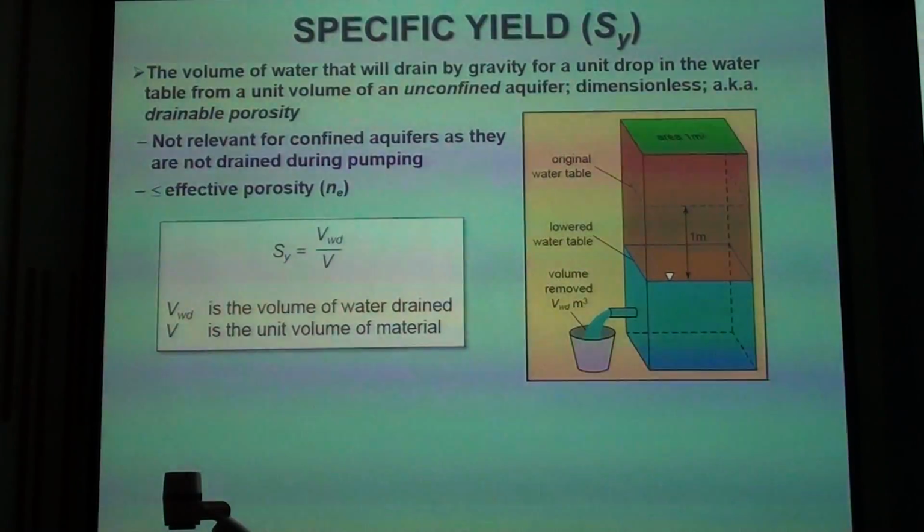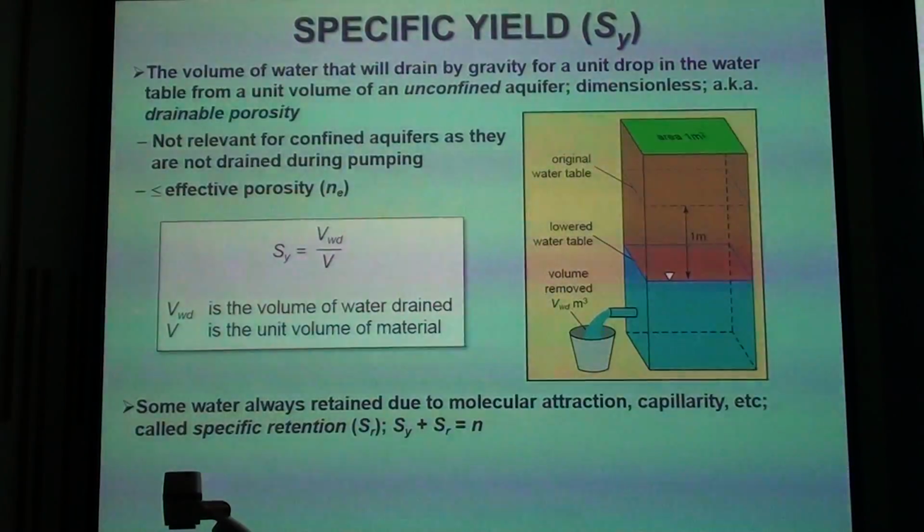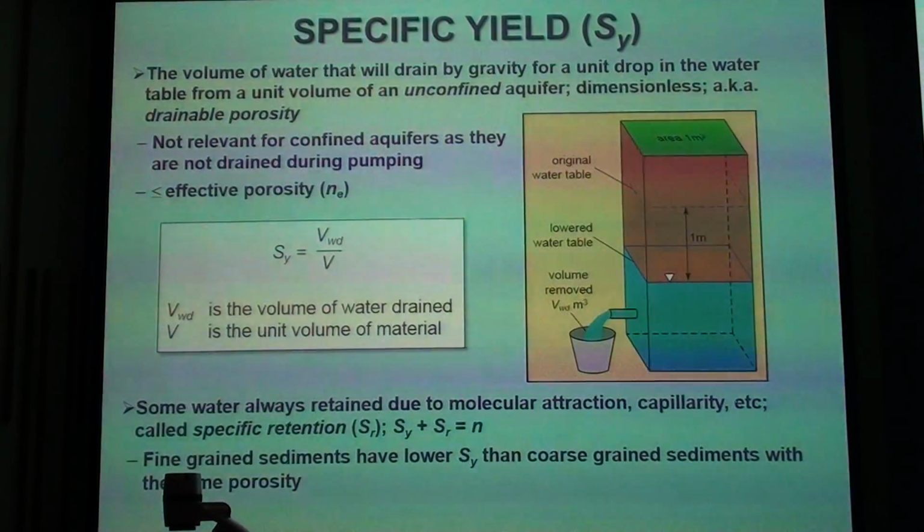And there's a little graphic. You take a metre by a metre, drop the water level a metre, and whatever drains out is your specific yield. So a nice high specific yield would be really good for an aquifer, if you get lots of water out of it. Lower specific yield is not so good, but it's not the only thing that defines the suitability of an aquifer. There's always some water retained, as I said before, through molecular attraction, capillarity, and water that gets sealed up in voids and can't be released. That's called specific retention. So the specific retention and the specific yield will equal your porosity. The specific yield is the important one here.